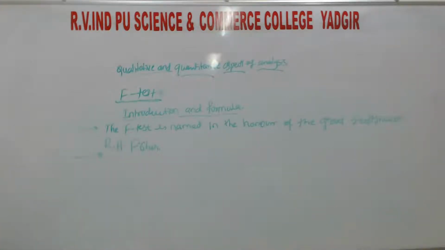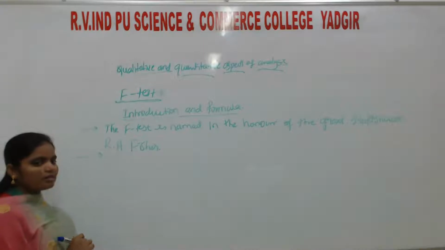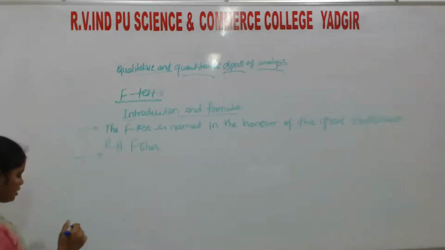Given an F test method, it is used to find out whether two independent estimations of population variance differ significantly. Here you get some different values in the population, and it determines whether the difference is significant or not. This is the second point.